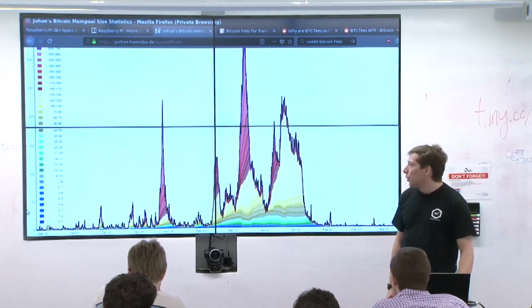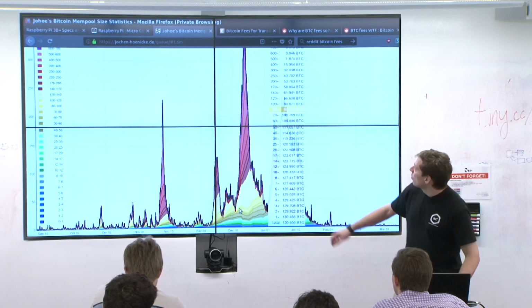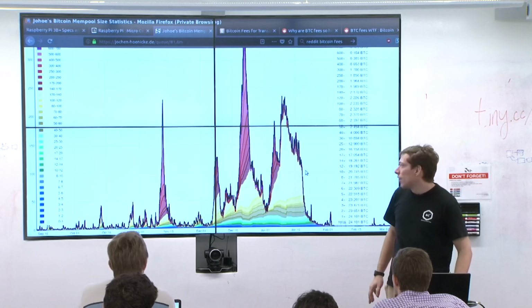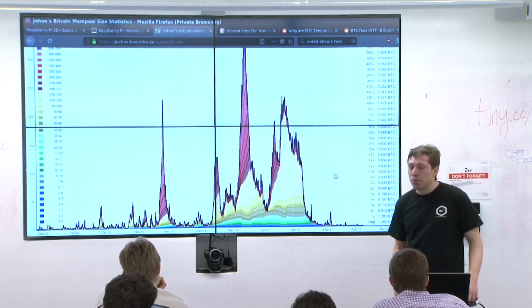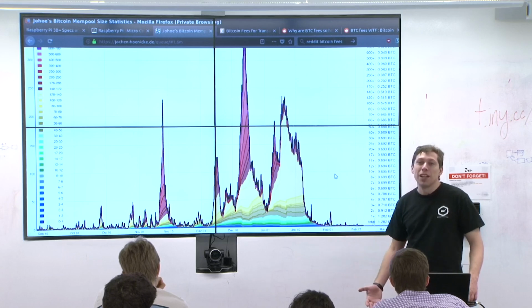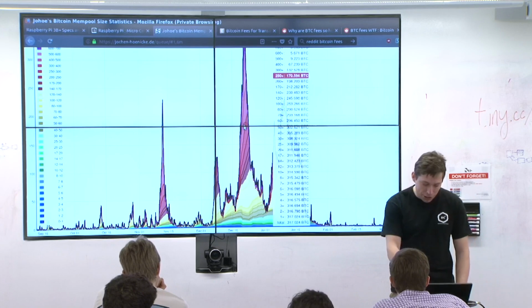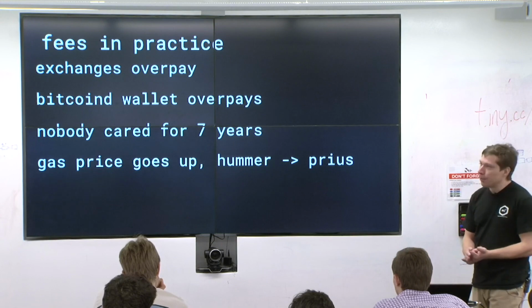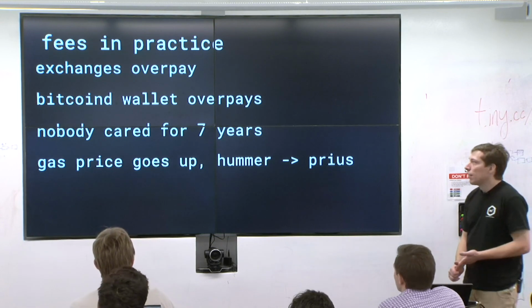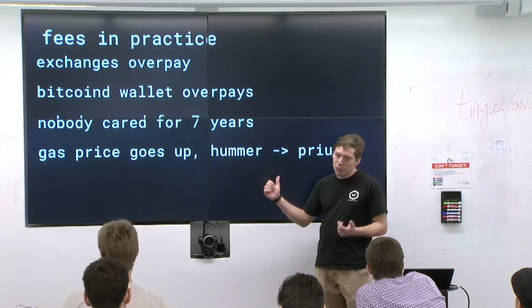It's also really interesting how inelastic it was, in that people started paying thousands of Satoshis per byte, $20, $30 a transaction, and people got mad about it. But what was interesting is people were paying, right? If everyone refuses to pay these rates, the rates go down. But someone's paying that much. A lot of it is exchanges and stuff. Exchanges overpay. Bitcoin D wallets overpay. Nobody cared for 7 years. It's also about efficiency in terms of your transaction size.